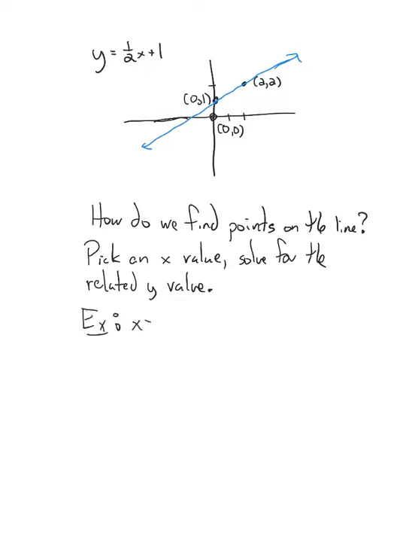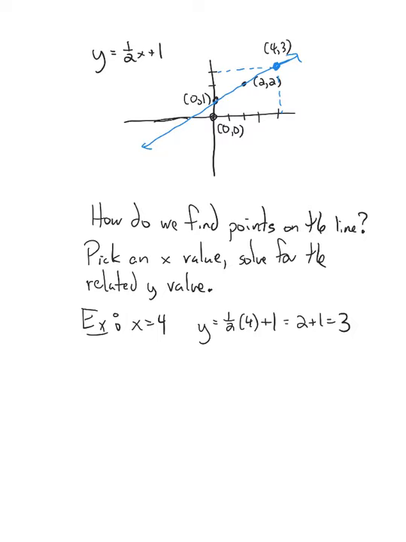Okay, so what about when x equals 4? Well, when x equals 4, then y is a half times 4 plus 1. So that's 2 plus 1, so that's 3. So we know the point 4, 3 is on our line.